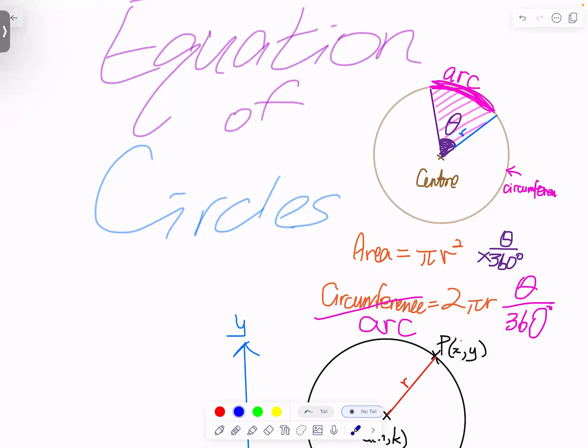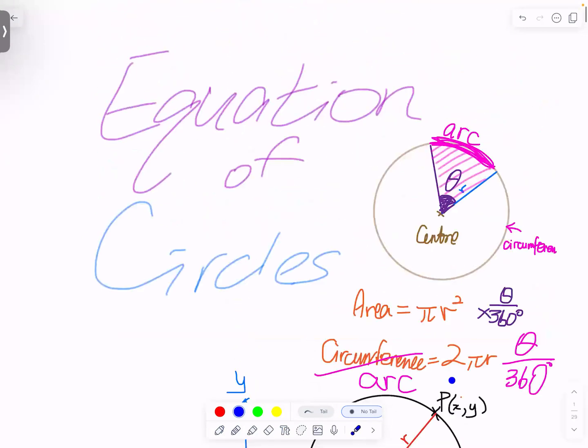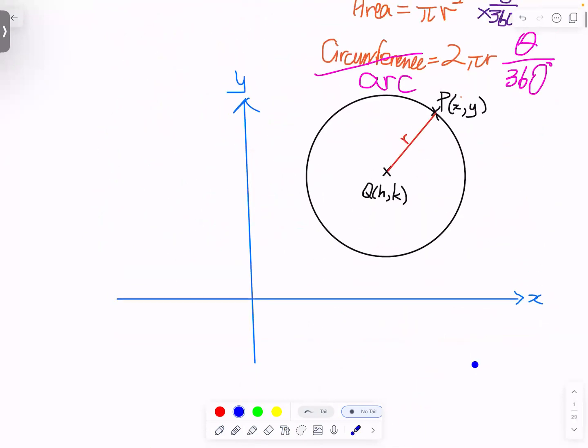Okay. All right, so let's go back to the actual topic, equation of circle. Yes, you will be given a circle usually, and you will be given a center. You might be given a point outside, and you might be given the radius. So this is one of it.